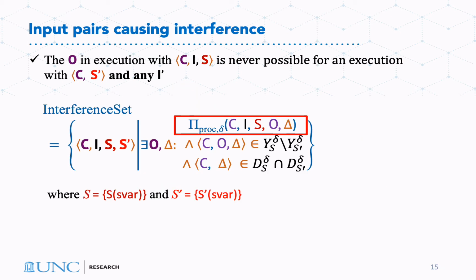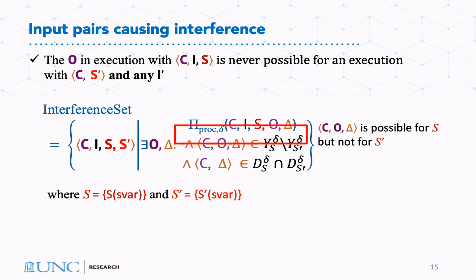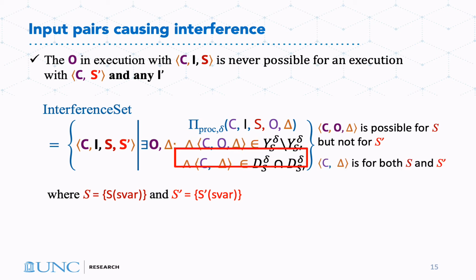To train the model, I will generate input pairs causing interference and non-interference. Here I will present how to generate input pairs causing interference. To cause interference, the attacker's view C, O and delta should be feasible for some secret S, but it's never possible for another execution with a different secret value S prime. Another constraint is to allow the interference caused by the declassification rule, so we should assume that S and S prime share the declassification value.